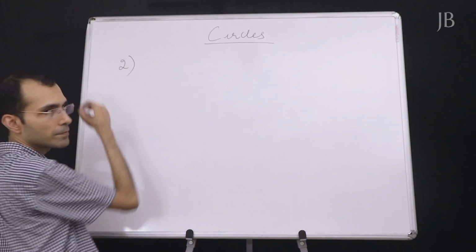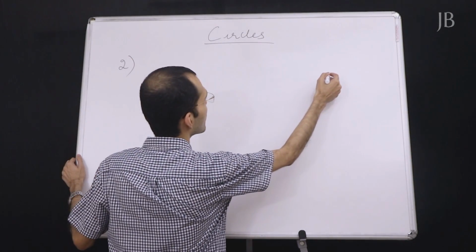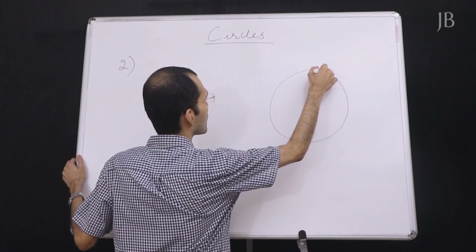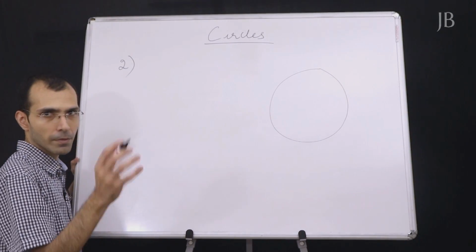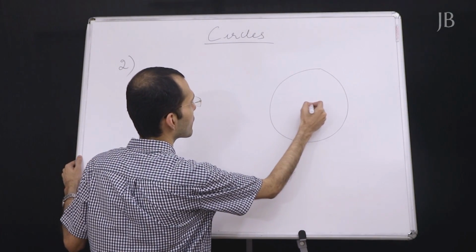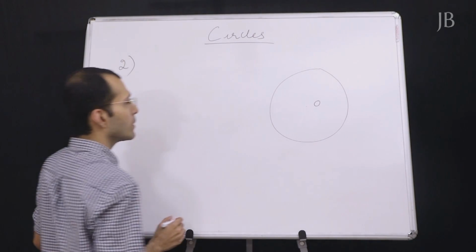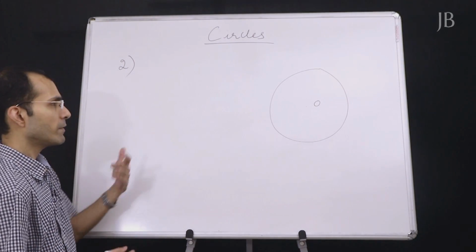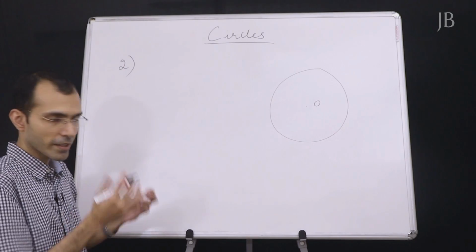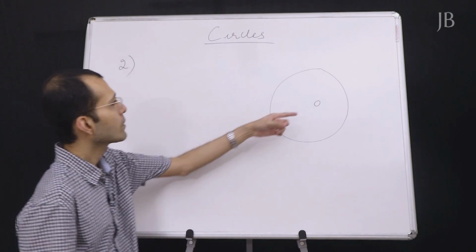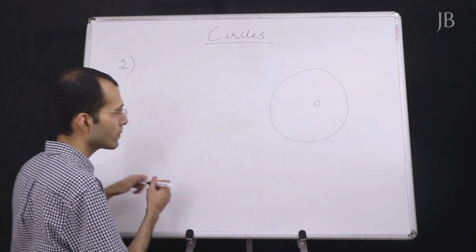Second concept. Now what you do? Draw a circle by compass. Okay, you can perform this experiment. Let the center be O. You can even perform this experiment to get a clear picture. So draw a circle with center O.